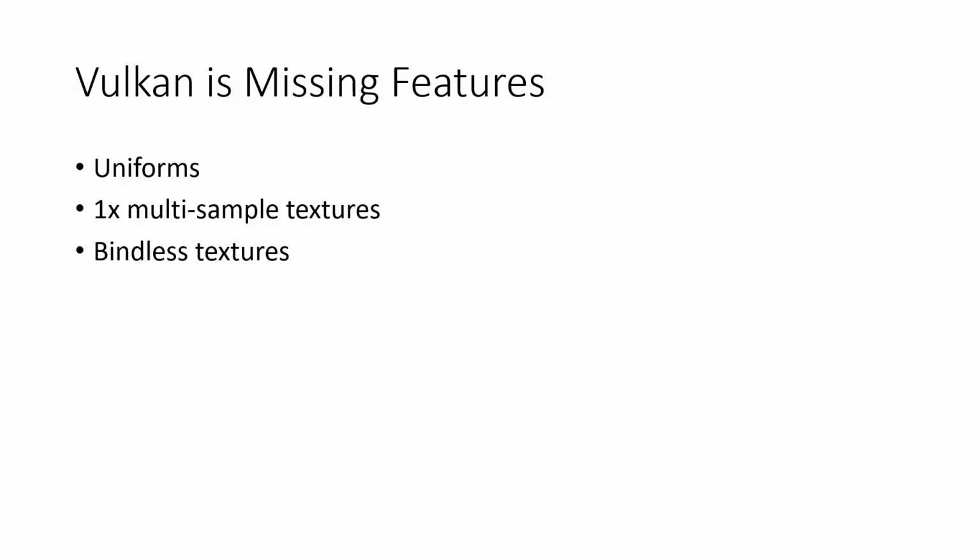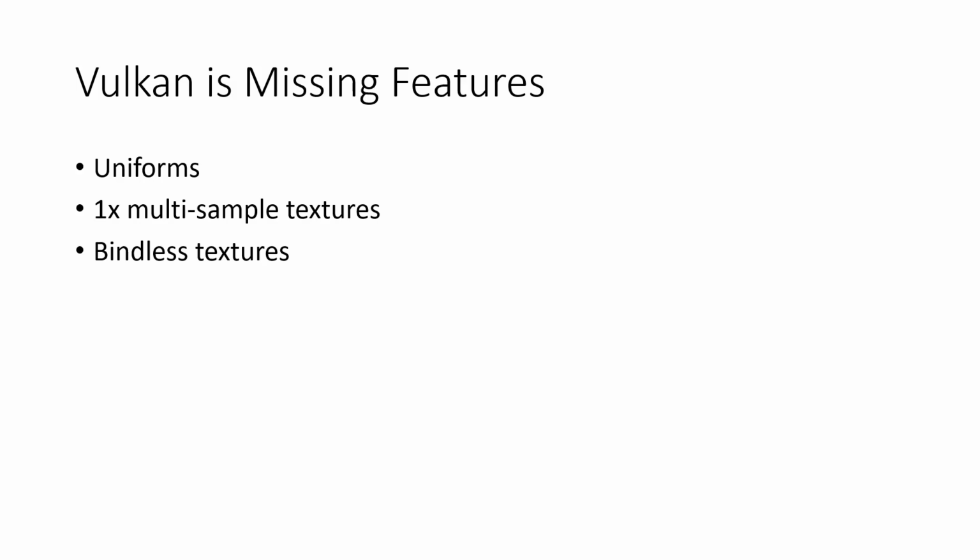Vulkan is missing features that we enjoy using in OpenGL. Uniforms are incredibly convenient to work with. I know they don't scale well, but these are things that you usually just set once and then forget about it. So, it's an example of optimizing something that does not need to be optimized and then having all of these horrible repercussions in the user experience because you optimized something that didn't need to be optimized. Vulkan does not support 1x multi-sample textures. So multi-sample textures, that's actually why we never had MSAA.